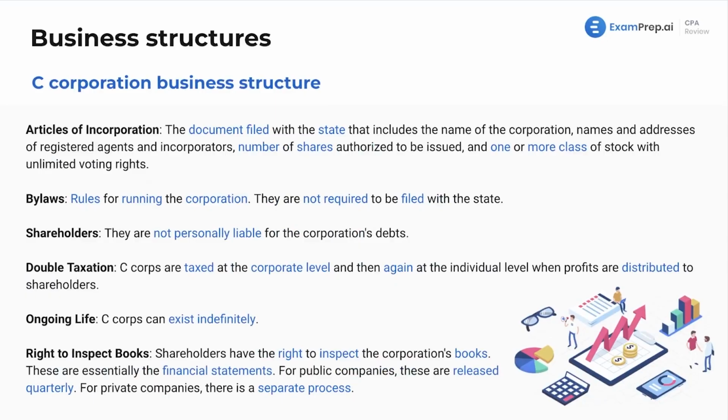Now, what are some factors of C Corps that we should be familiar with? First off, C Corps have articles of incorporation. So this is the name of the document that you need to file when you are filing for a C Corp. Now, take note, when we do talk about S Corps, remember, you form a C Corp and then you elect to become an S Corp. That's the process. Now, remember, S Corps cannot IPO. They cannot be public entities.